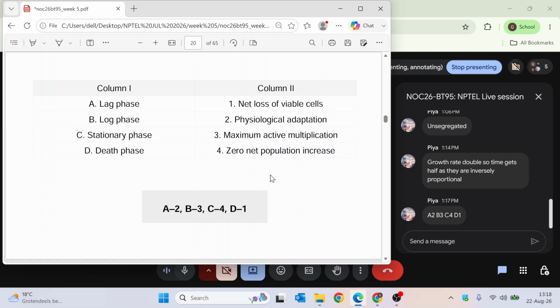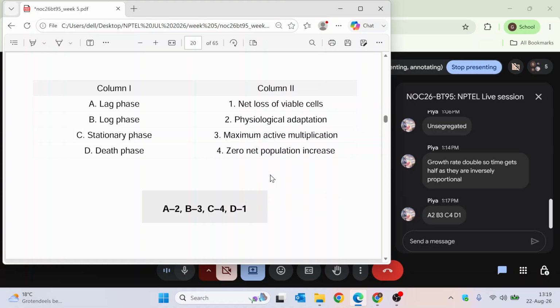That's why A pairs with 2. When we talk about the log phase, in log phase we have maximum active multiplication. That's why we call it a log or exponential phase, where the growth is in an exponential or logarithmic way. It's not even linear. It just multiplies exponentially. The number gets multiplied in an exponential phase. So that's a maximum active multiplication phase.